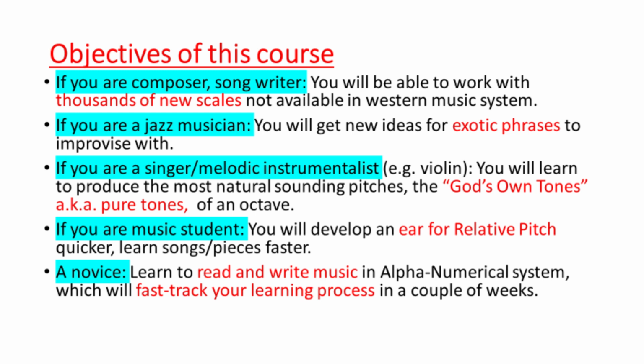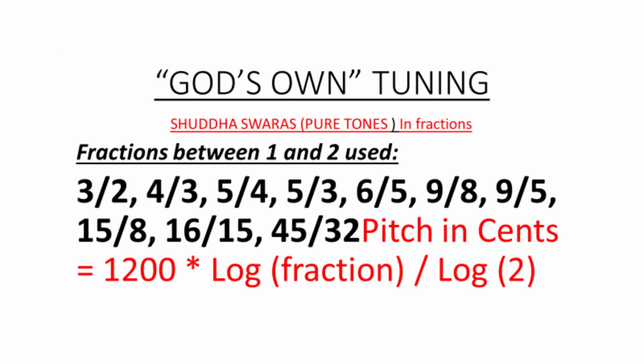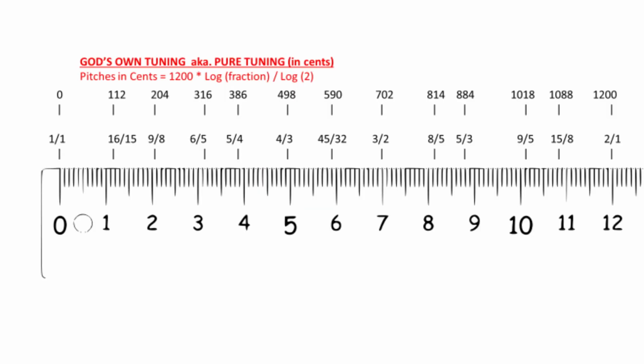We have already learned how Shuddha Swaras, or pure tones, are derived using the principle that the smallest number as a fraction gives the most harmonious sound. That is, 3 by 2 is more harmonious than 4 by 3, 4 by 3 is more harmonious than 5 by 4, 5 by 4 is more harmonious than 5 by 3, 5 by 3 is more harmonious than 6 by 5, and so on. We call this the "simple is elegant" principle.